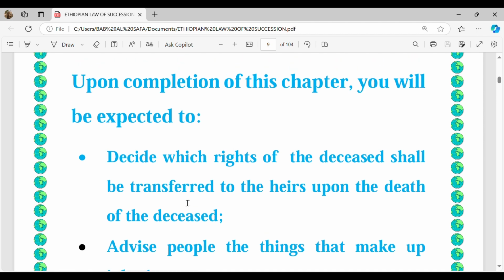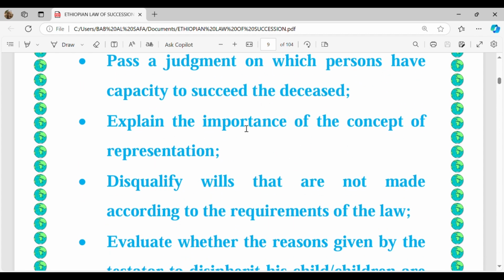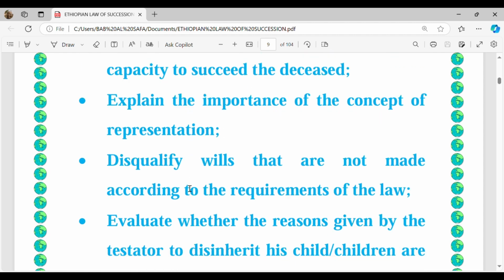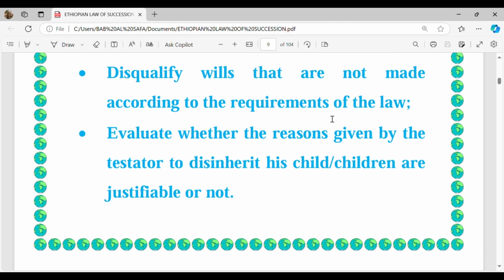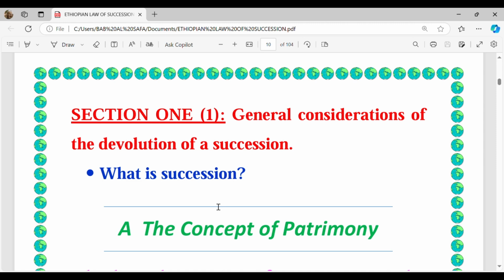Because every right is not transferred to the heirs, to the rightful successors, and advise people on the things that make up inheritance. Which things? Is everything inheritance? No. Pass judgment on which person has capacity to succeed. Identification of capacity. Explain the importance of the concept of representation. Disqualify wills that are not made according to the requirements of the law, and evaluate whether the reasons given by the testator to disinherit his children are justifiable or not. Those are the basic important things.